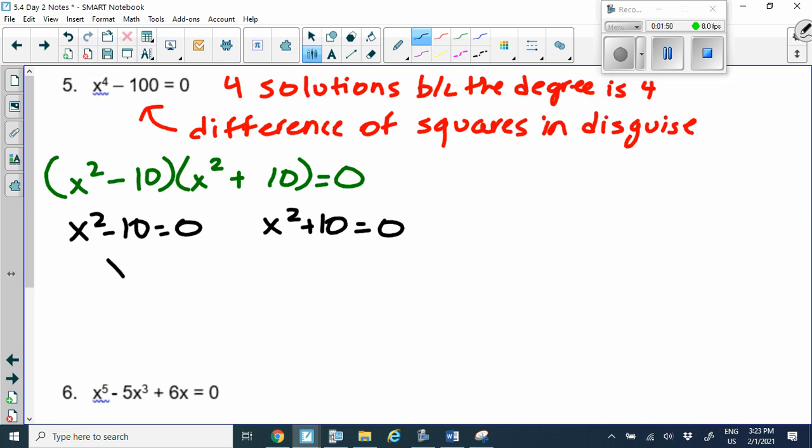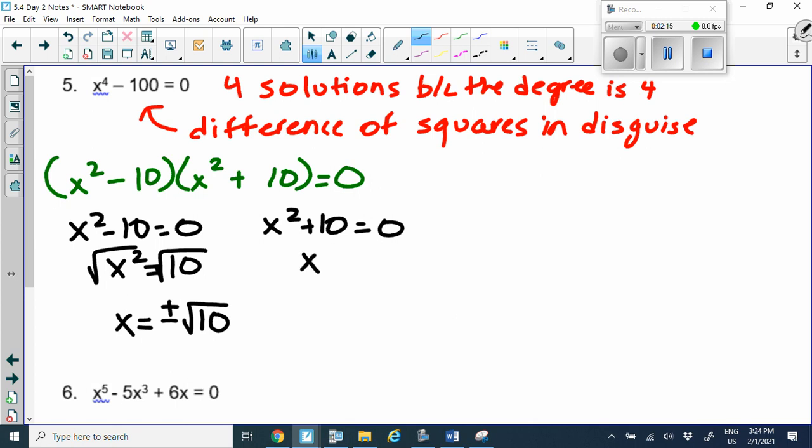So the first one, I add 10, and then don't forget to get rid of that x squared. You take the square root. As I said, 10 is not a perfect square, and really there's no perfect square other than one that goes into it. So we leave the 10 underneath that square root, and then whenever we do take the square root, remember there's 2 solutions, the positive and negative. So we have plus and minus square root of 10. Okay, let's try the other one.